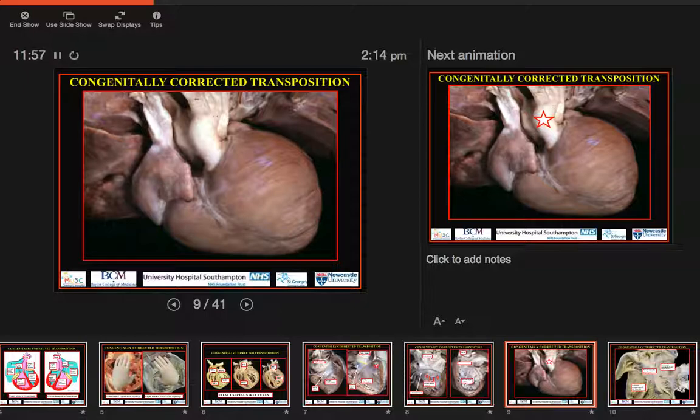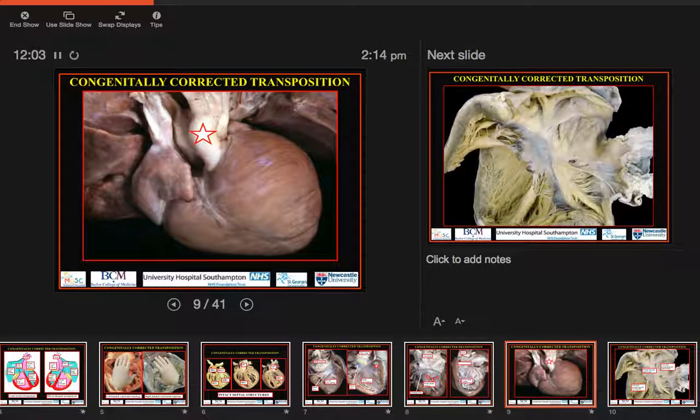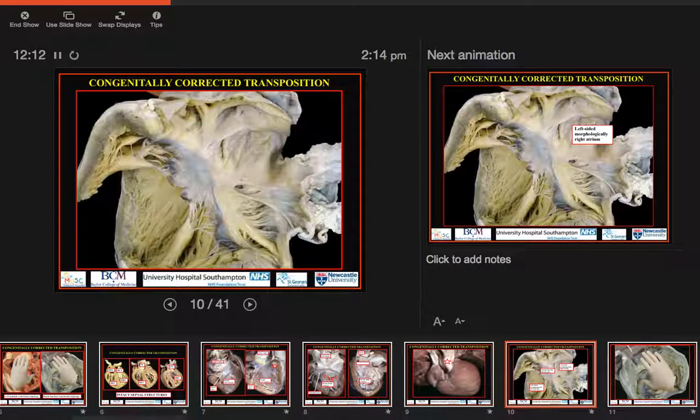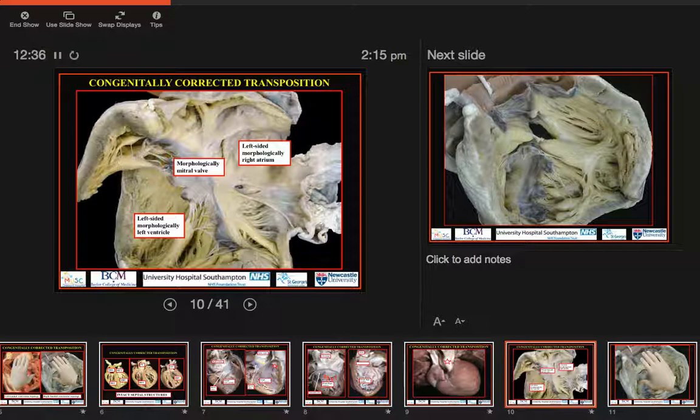So if we look at intact hearts with congenitally corrected transposition, then in most instances it is the case that the aortic root is anterior and leftward, but it is not always the case. I've also stated that in a minority of cases, we can have congenitally corrected transposition with mirror-imaged arrangement. So here you're looking at the left-sided heart, and this is the left-sided morphologically right atrium. You can see all the features of the morphologically right atrium. But it again is opening through a mitral valve, but now to the left-sided morphologically left ventricle.